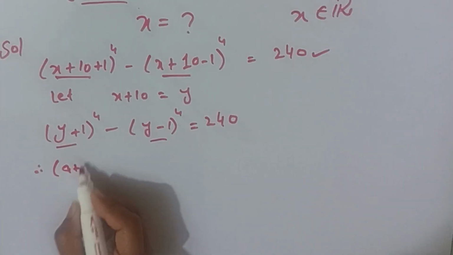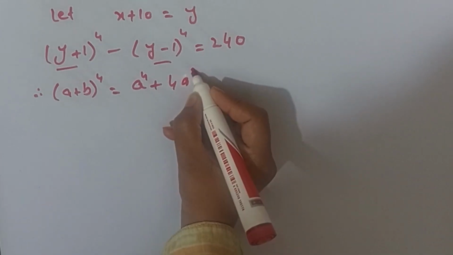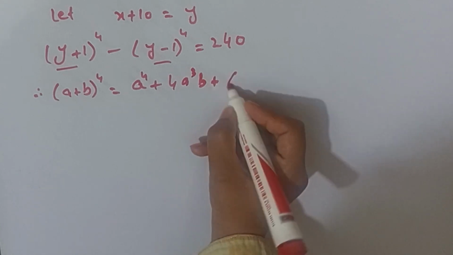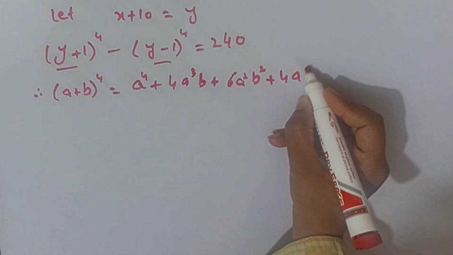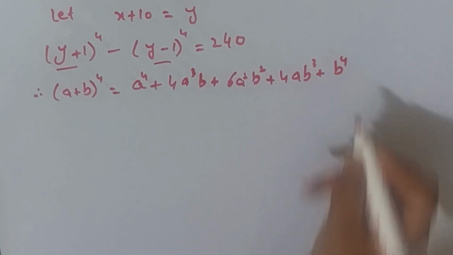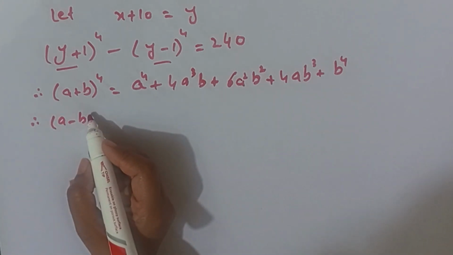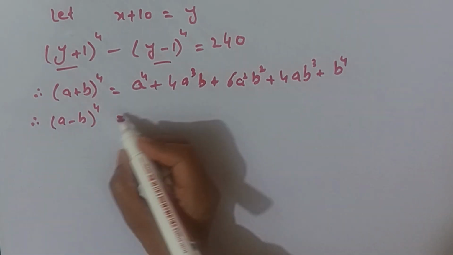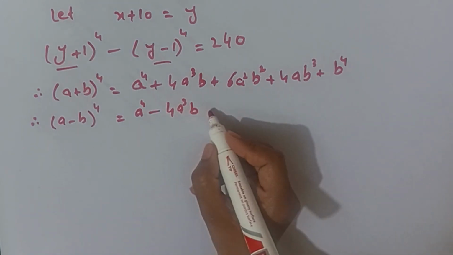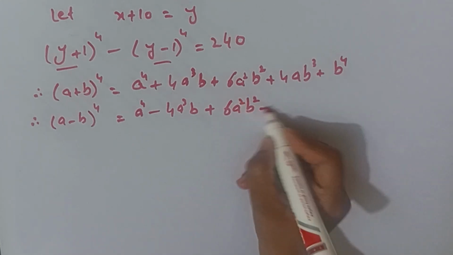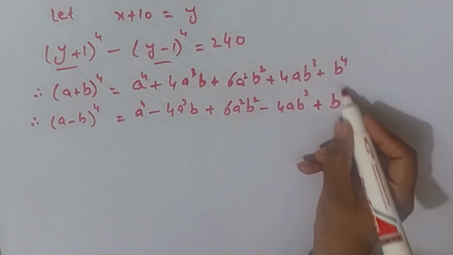As we know, (a + b)^4 is equal to a^4 + 4a^3 b + 6a^2 b^2 + 4a b^3 + b^4. And the next identity, which we use for the second term, is (a - b)^4, which is equal to a^4 - 4a^3 b + 6a^2 b^2 - 4a b^3 + b^4.